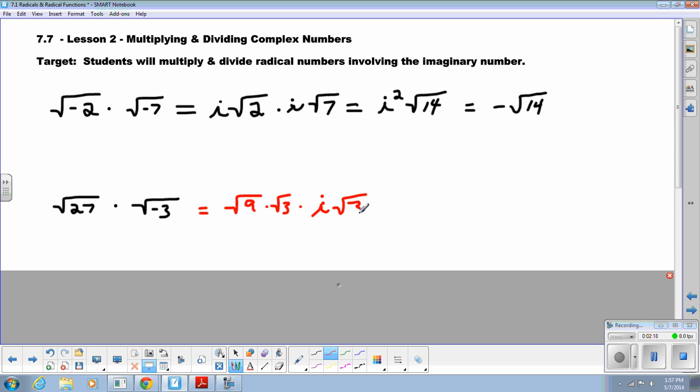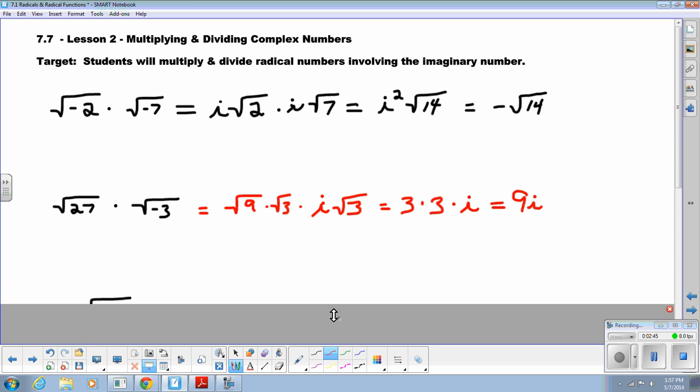So again, I have 4 factors here now. I know the square root of 9 to be 3. I have a square root of 3 times the square root of 3. That will be 3. So 3 times 3, and then I have that factor of i. Now I can do 3 times 3, which is 9. So this is 9 times i, 9 times the imaginary number. And since it's just plain i, I leave it as i.